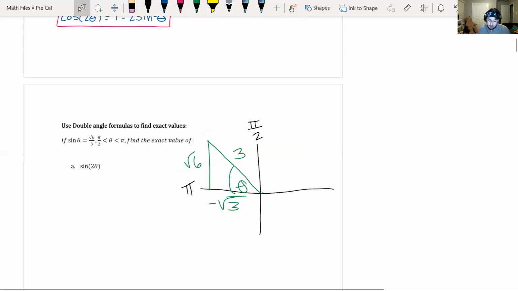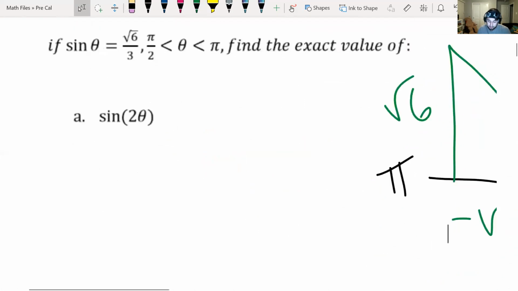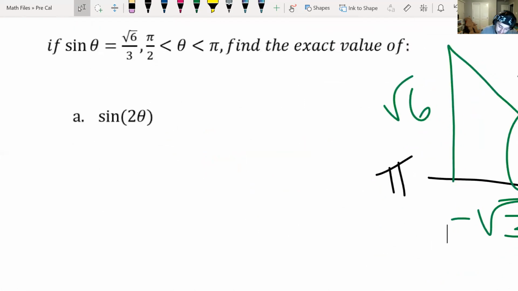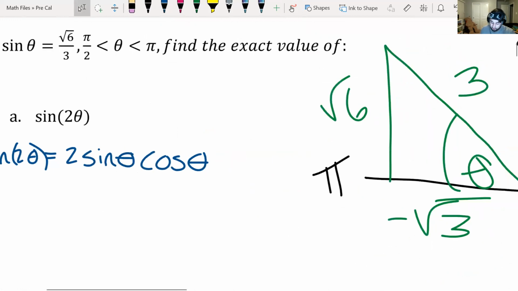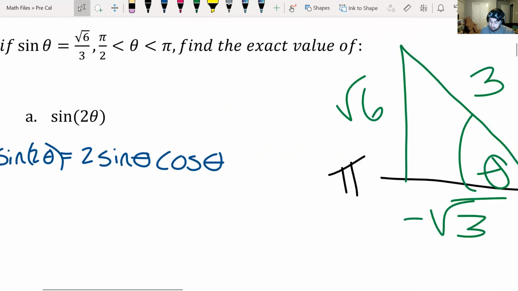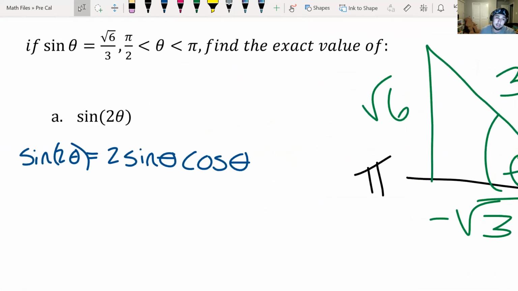Okay. Now let's solve for sine of 2 theta. We can expand that by the formula we just learned. Sine of 2 theta becomes 2 sine theta cosine theta. Well, reference our triangle, and we'll find sine theta and cosine theta. Sine theta is given above.